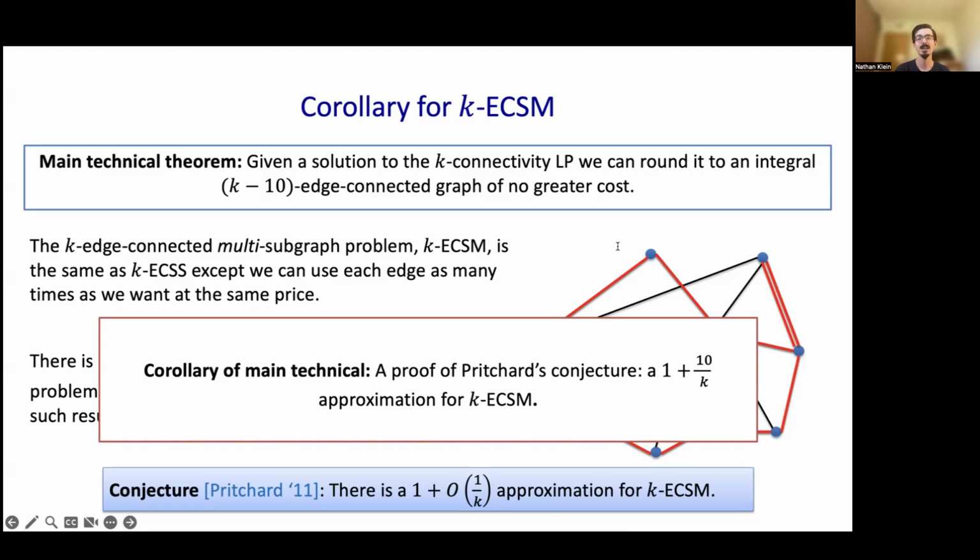But now I have a fractionally k plus 10 edge connected graph. And so I can just apply our technical theorem to obtain a k edge connected graph of no greater cost. And we only lost a little bit in the cost because we paid this 1 plus 10 over k factor in scaling.